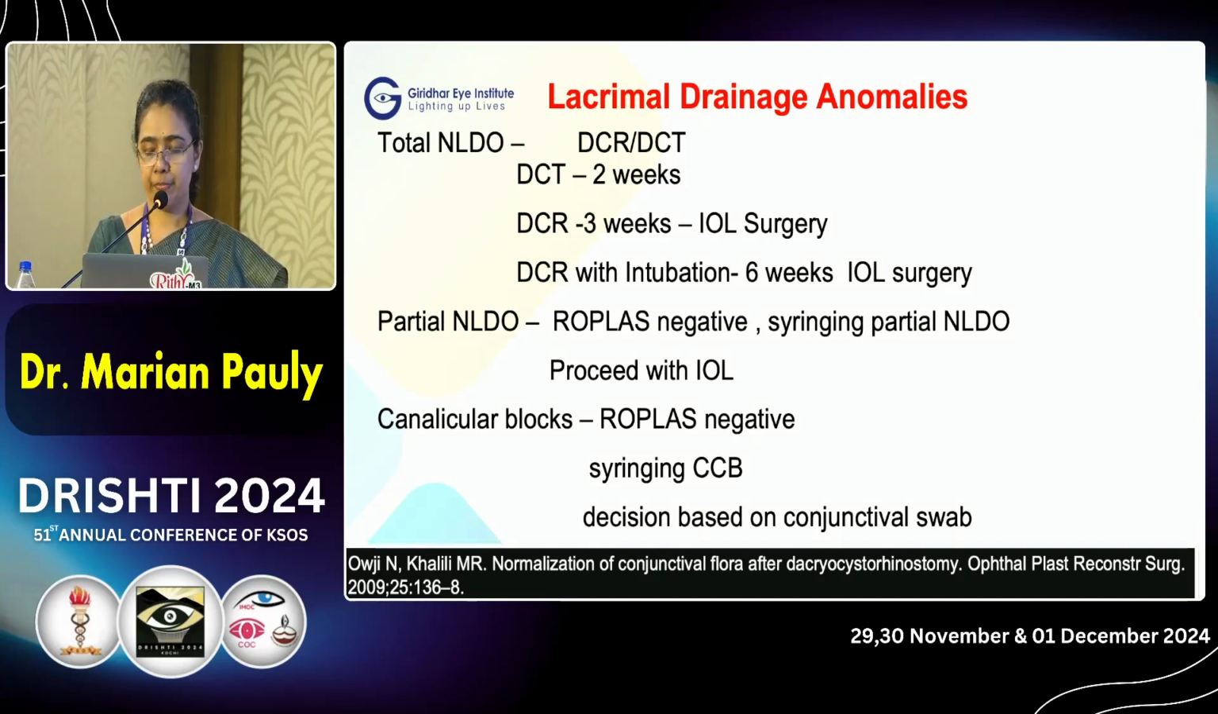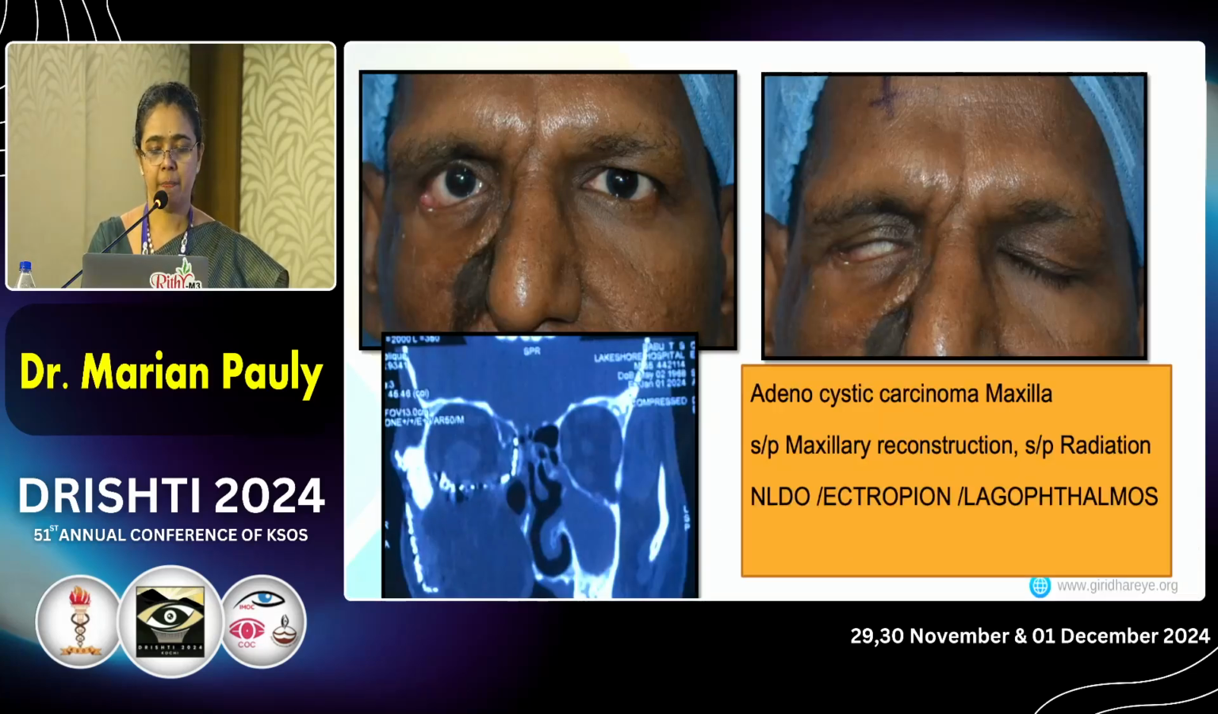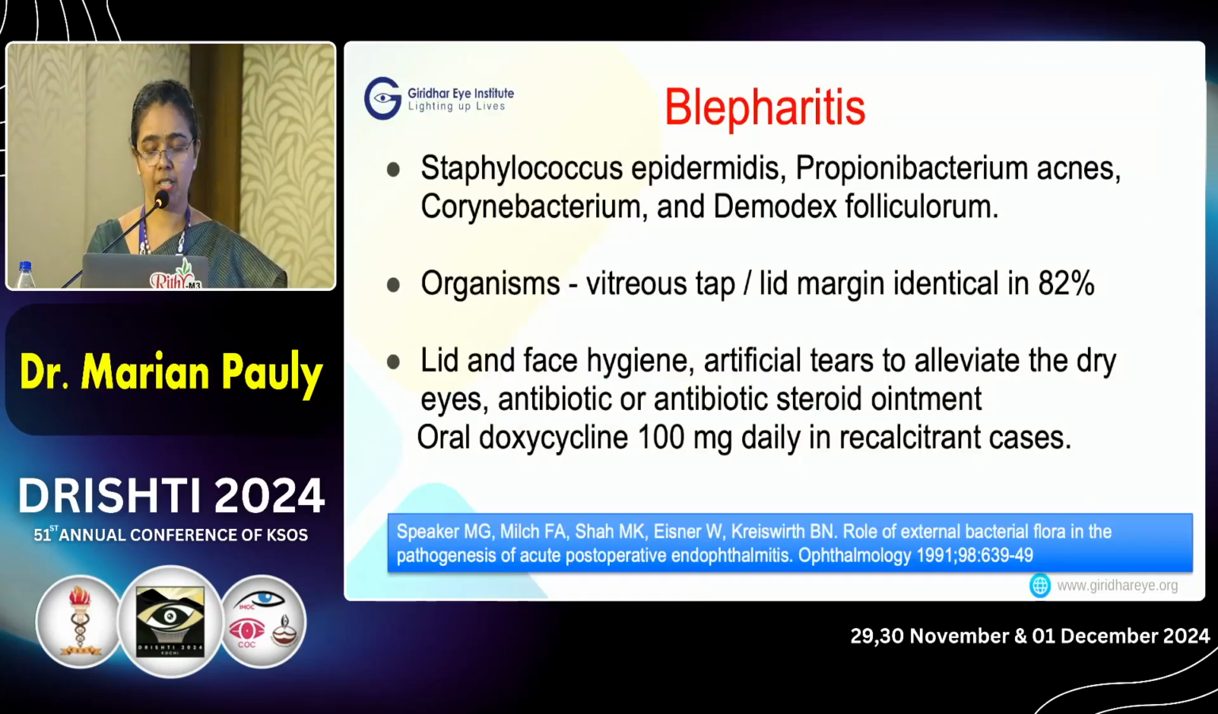But before labeling it as common canalicular block, do a probing and confirm, because sometimes an atrophic sac, that is a very small sac, mimics canalicular block. So this is one of our patients, adenoid cystic carcinoma maxilla, status post maxillary reconstruction, radiation, had NLDO, ectropion, lagophthalmos. We did DCT and then later underwent cataract surgery with suture tarsorrhaphy.